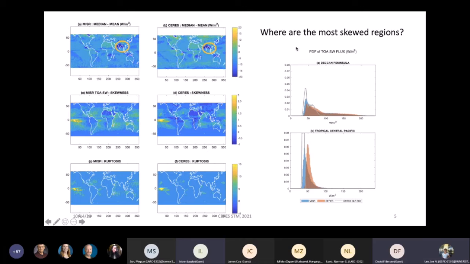The PDFs are shown for MISR, CERES, and also CERES all-sky cases. The PDFs show that all-sky shortwave has long tails due to the strong monsoon of this area. The skewness map has a maximum in the Central Pacific, and the PDFs over this region show sharp peaks in both observations with high kurtosis.